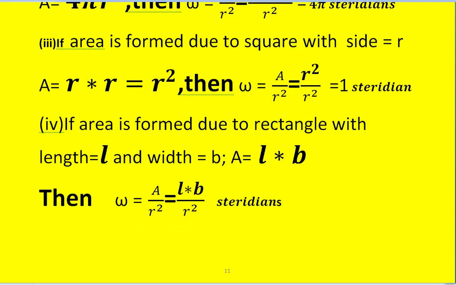So we have seen different types of areas and their effect on the solid angle. When the circle is the area, the solid angle is different. When the area is the sphere, the solid angle is different. For the square area, the solid angle is different. For rectangular shape surface, the solid angle is different. So for any shape, we can calculate what is the solid angle at the given point.